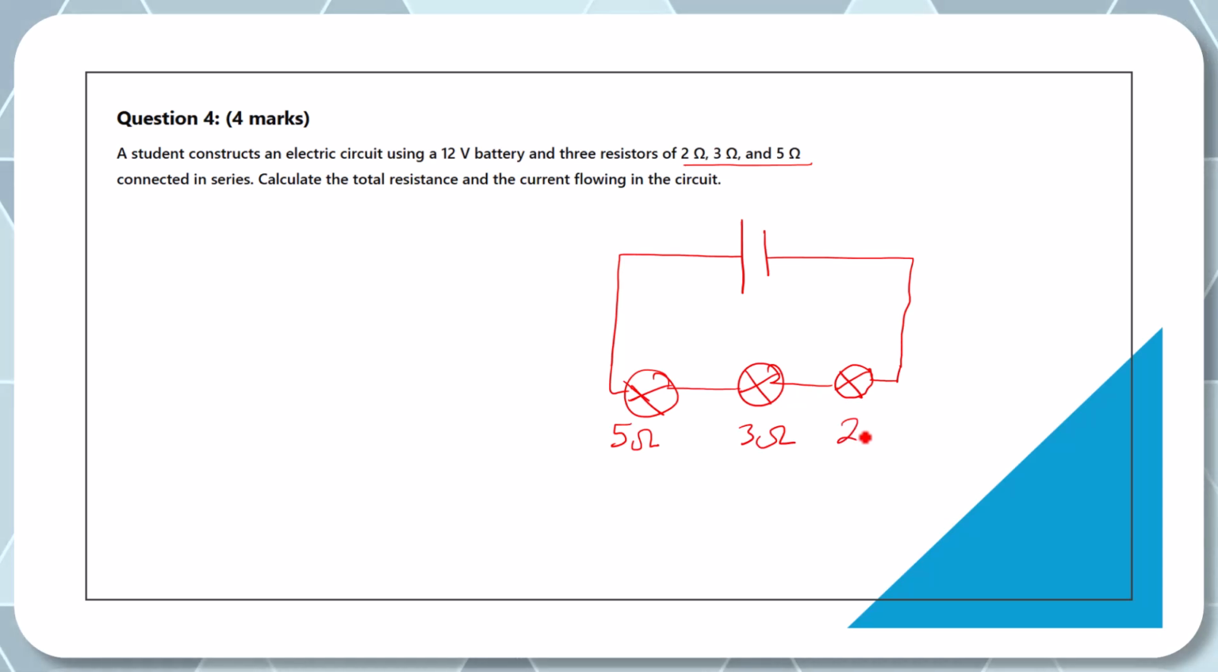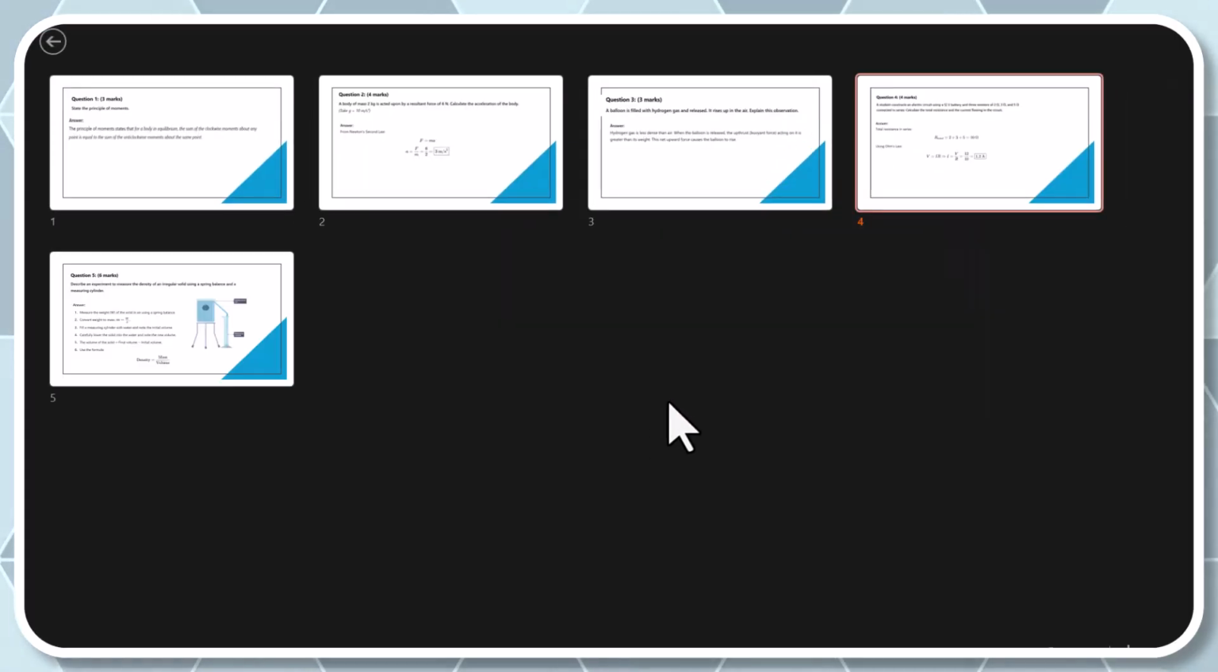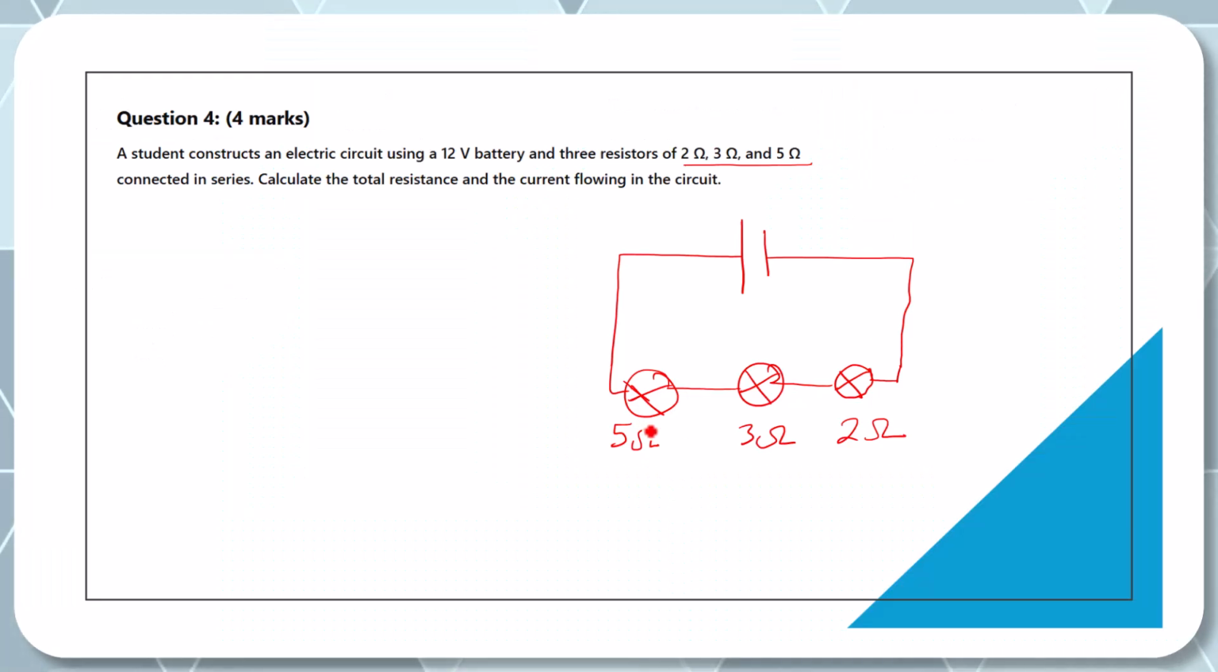All right. Now, what that means is that the one that has high resistance takes more energy. As the electrons are going through the wire, they are transferring energy to these resistances. So the 5 ohms one is going to take more energy. Okay.